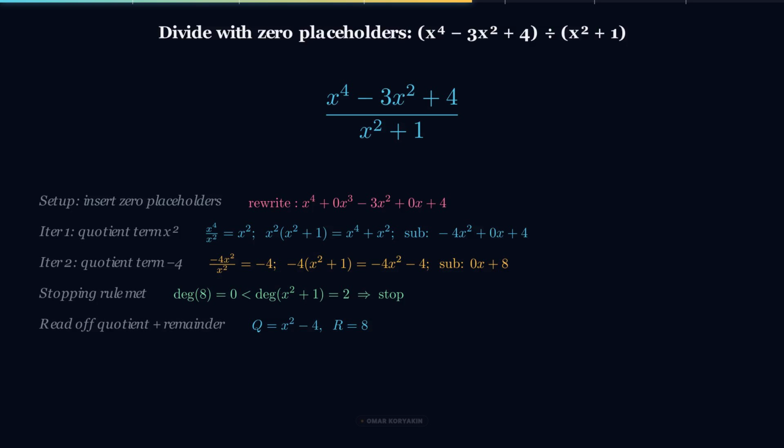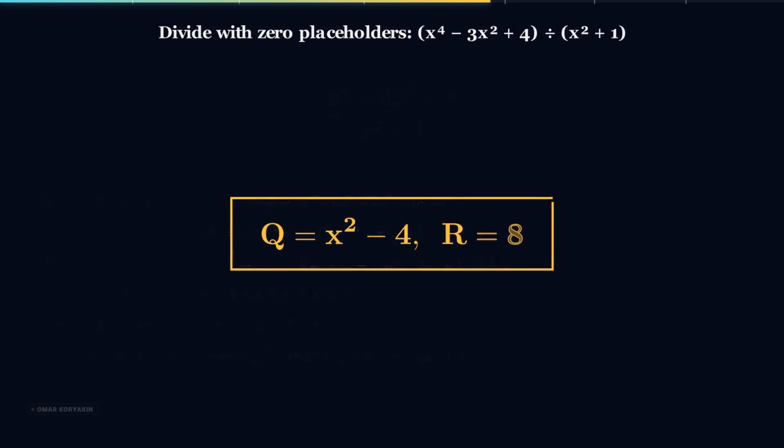Step 5. Verify by multiplication. Multiply x squared minus 4 times x squared plus 1: x to the fourth plus x squared minus 4x squared minus 4 equals x to the fourth minus 3x squared minus 4. Add the remainder 8: x to the fourth minus 3x squared minus 4 plus 8 equals x to the fourth minus 3x squared plus 4. This matches the original dividend exactly. The division checks out. So the quotient is x squared minus 4 and the remainder is 8.